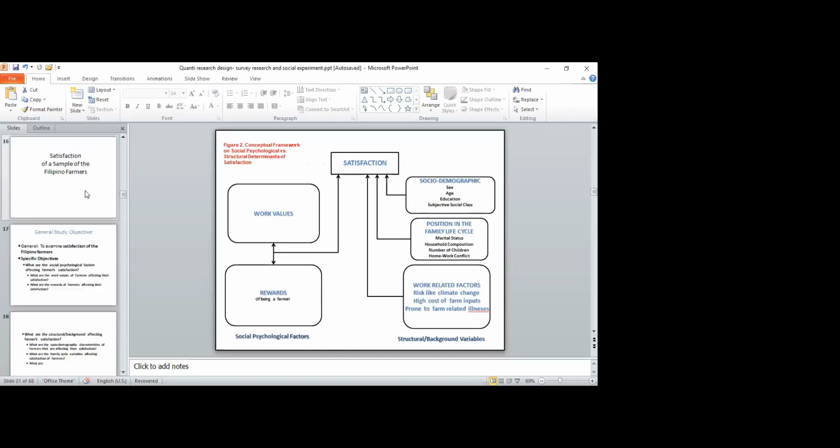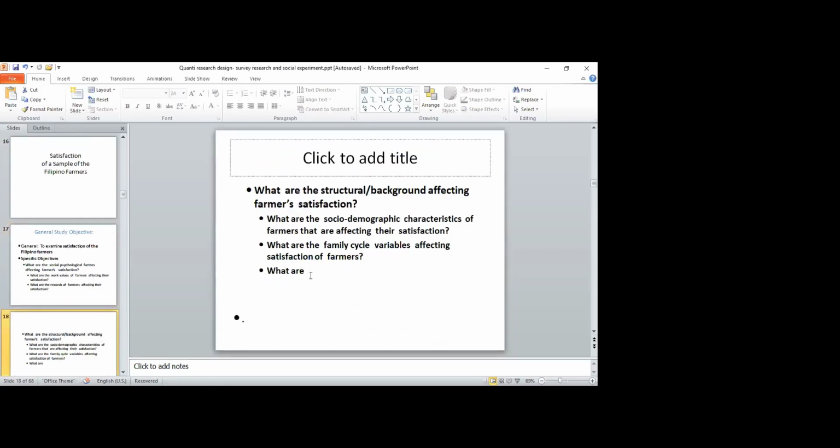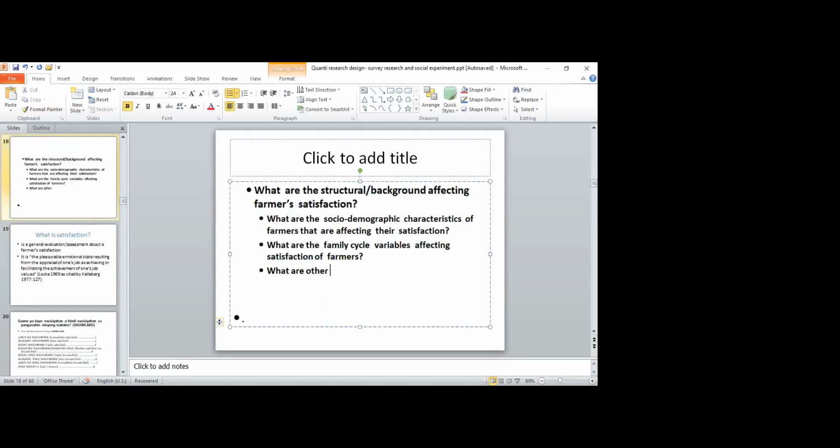Okay, now we're going to ask, what are other work-related factors affecting satisfaction of farmers? Okay, so those are the questions that you wanted to find out. You have to find answers for each one.